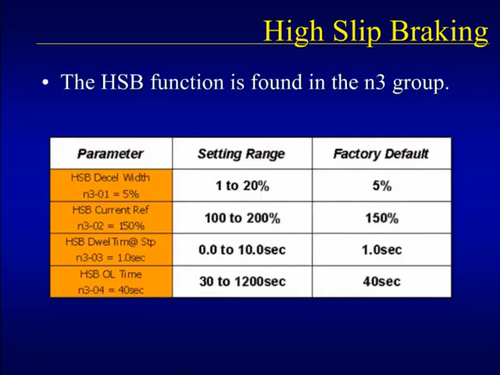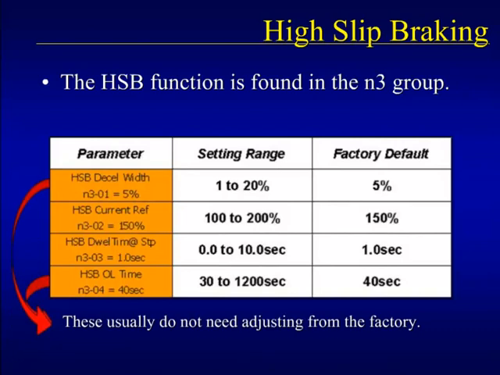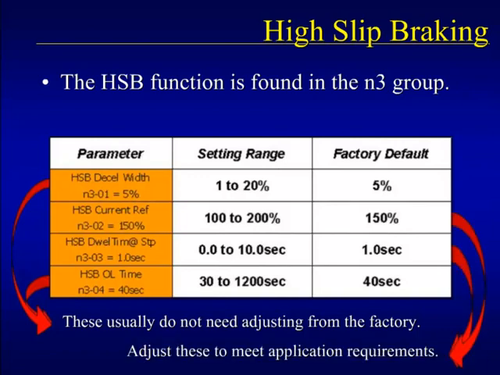All of the high slip braking parameters are found in the N3 group. Parameters N301 and N304 are used to set the width of step down in the output frequency and the overload time for the high slip braking function. These parameters are optimized and usually do not need adjustment from the factory. Parameters N302 and N303, however, are adjusted by the user to meet the application requirements.